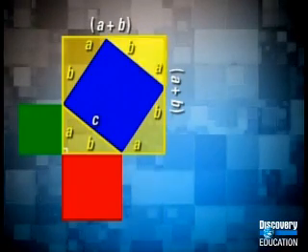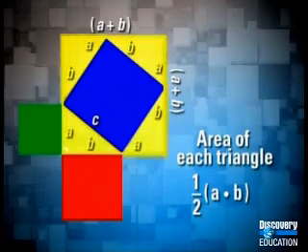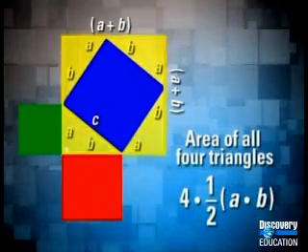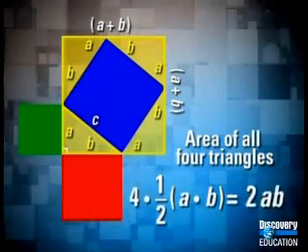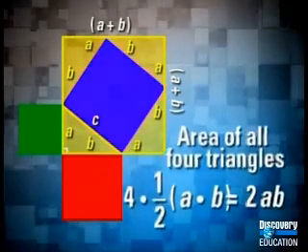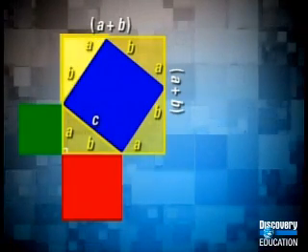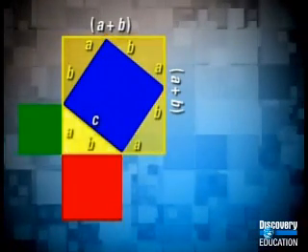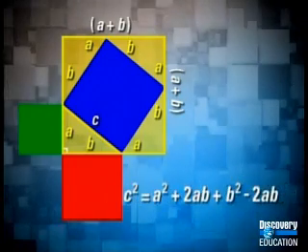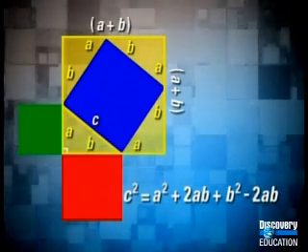Now the blue square is surrounded by 4 right triangles. The area of each of these triangles is 1/2 A times B, making the area of all 4 triangles together 4 times 1/2 A times B, which is 2 times A times B. You can see that the area of the blue square is the area of the large square minus the areas of the 4 triangles surrounding the blue square.